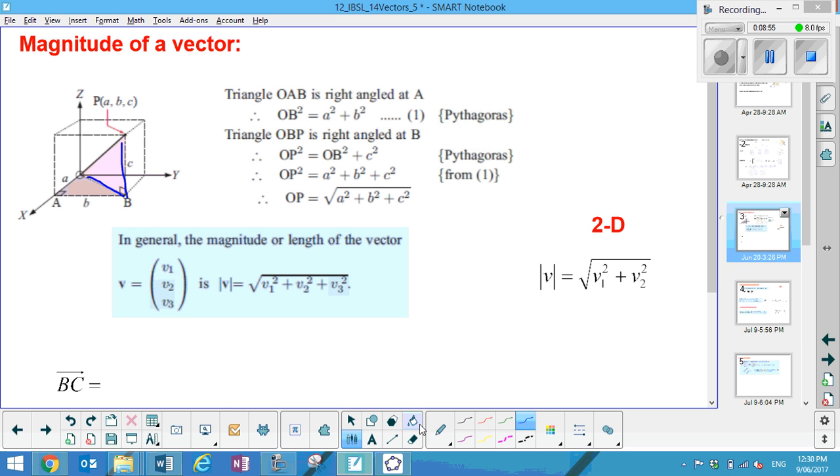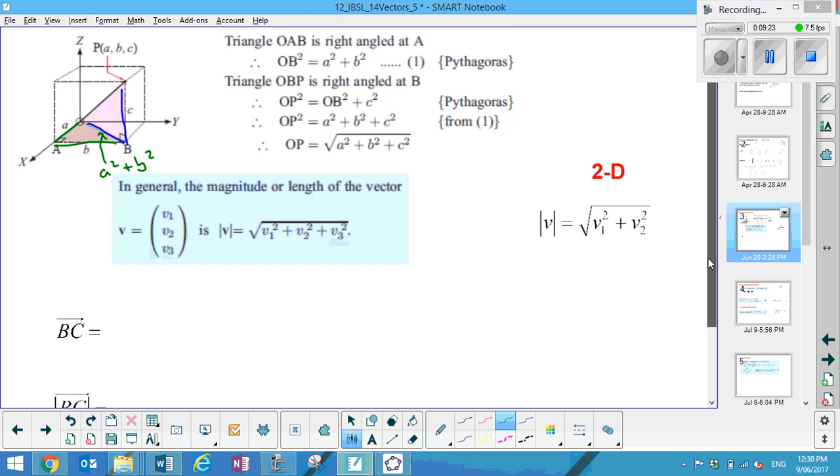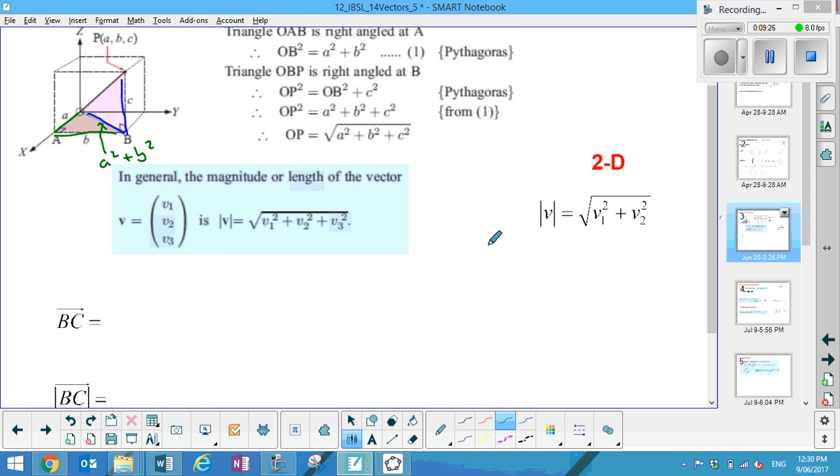But to get this length here, we need to first of all calculate this triangle, which is a squared plus b squared. So this hypotenuse here is a squared plus b squared. Add that to c squared and we get the overall length. So OP squared is a squared plus b squared plus c squared. OP is the square root of all those. So that is similar to what we saw with our two-dimensional vector, but here we now have v1 squared plus v2 squared plus v3 squared.